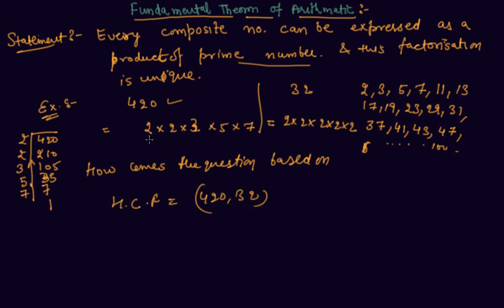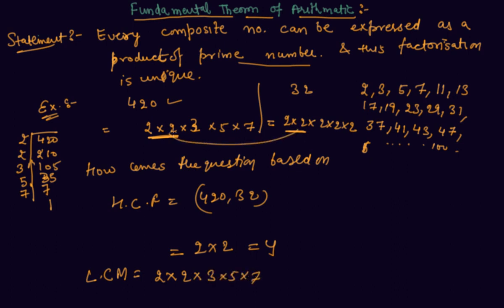You will see that there are only two common prime factors, so the HCF is 2 into 2, which means 4. For the LCM, all the factors of these two numbers already come in one, so the rest will come from the other. So this will be the LCM of these two numbers, which means 420 into 8, roughly 3360. I am giving you just a simple example.